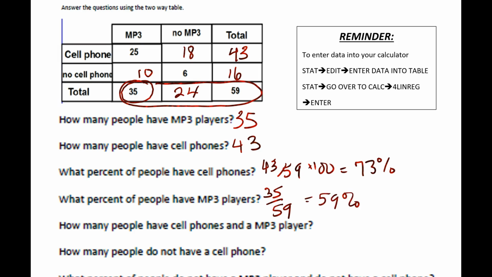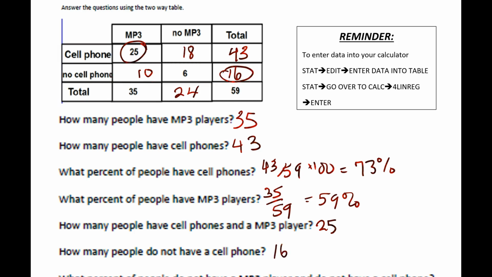Next one. How many people have cell phones and an MP3 player? Cell phone and MP3 players meet right here. 25. How many people do not have a cell phone? No cell phone. It's all in this column. There's a total of 16 of those people.